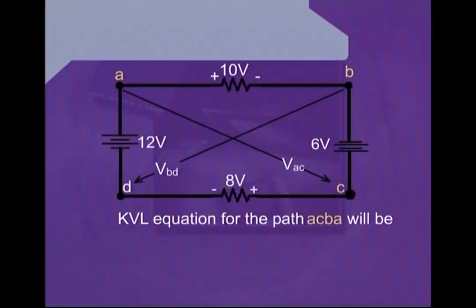Now we take the route A, C, B, A to calculate the value of VAC. Once again, we start from the point A.